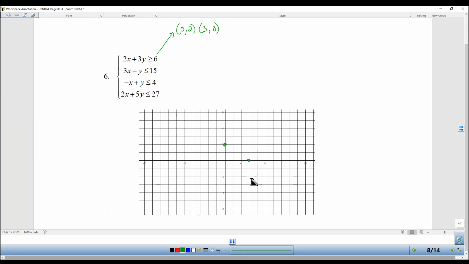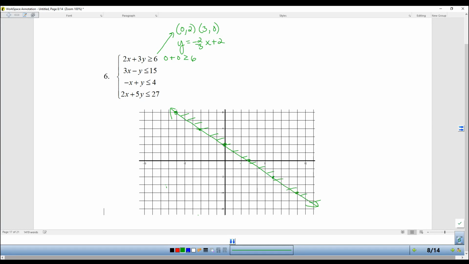Now I can see it's down 2 over 3, and I can keep using that to get all the way across my graph. There's nothing wrong with setting it equal to y, but I'm trying to give you some more options. But if you did that, it's negative 2/3 x plus 2. You're always welcome to do that. I do want to check 0, 0 real quick to see which side to shade. And since 0 plus 0 is not greater than 6, I don't want to shade 0, 0. So I'm going to go to the other side here.